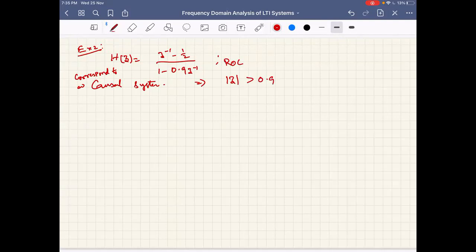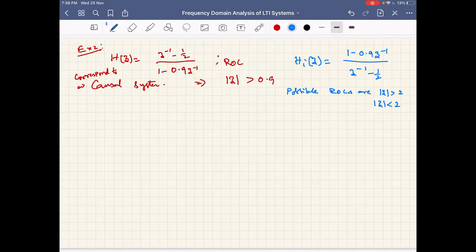Okay, and hence let us see what will happen to this inverse system and what is its ROC. H inverse of z, now if we write, what is this? 1 by H of z, which is equal to 1 minus 0.9 z inverse by z inverse minus half. And hence, what are the possible ROCs here? The possible ROCs are mod z greater than 2 and mod z less than 2. Please note that there is a pole at z equal to 2 in this. So these are the possible ROCs. Okay, z equal to 0 may also be inclusive in some cases, but let's leave it.